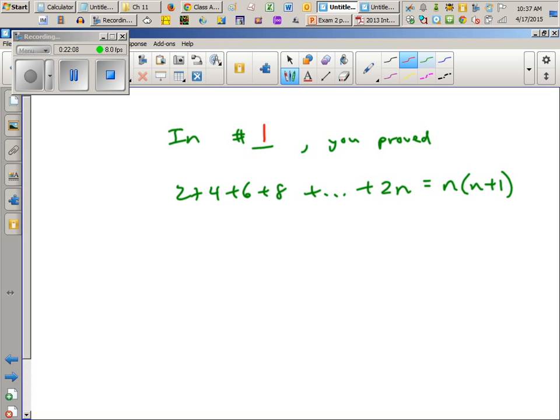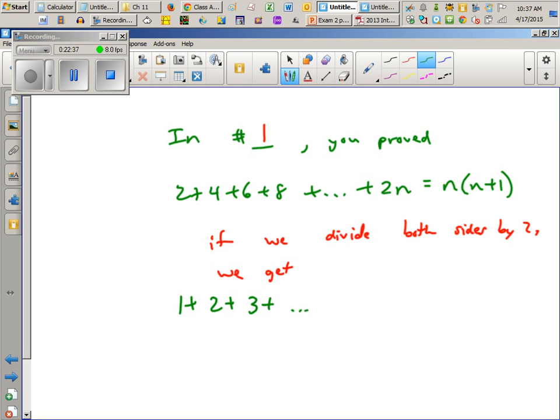Okay, I'd like you to do me a favor, divide both sides of that equation by 2. So if we divide by 2, we get 1 plus 2 plus 3 plus blah blah blah plus n equals n times n plus 1 over 2.